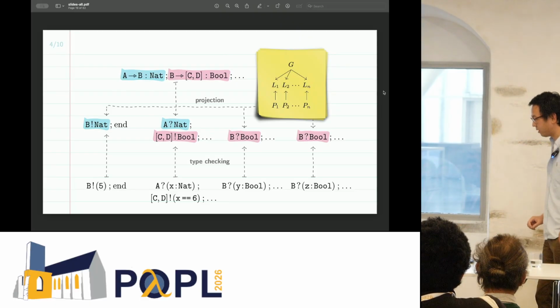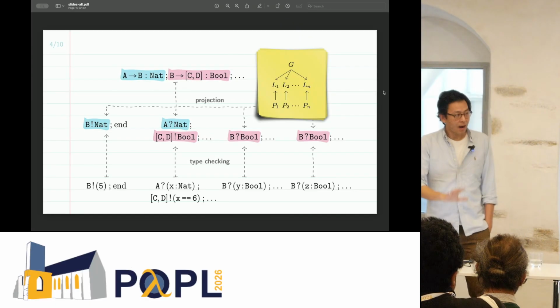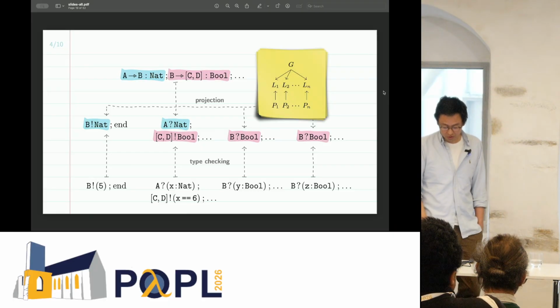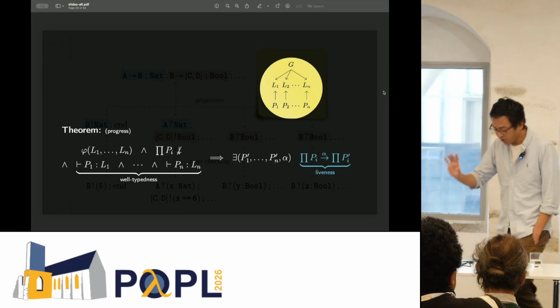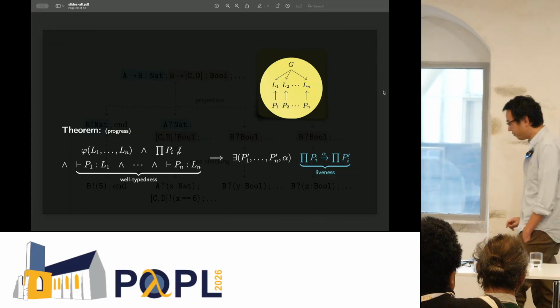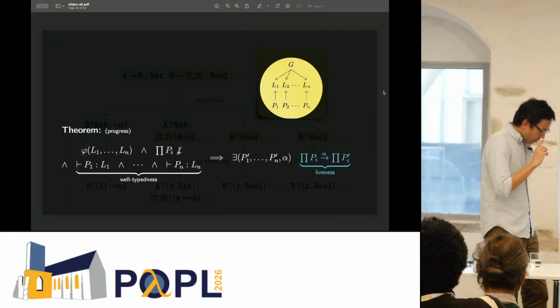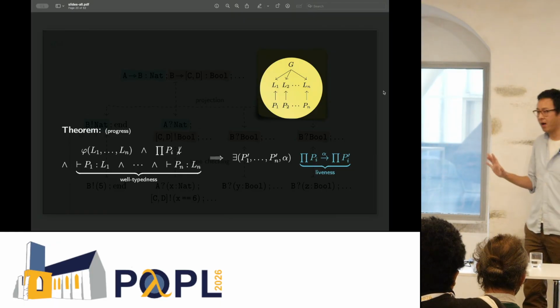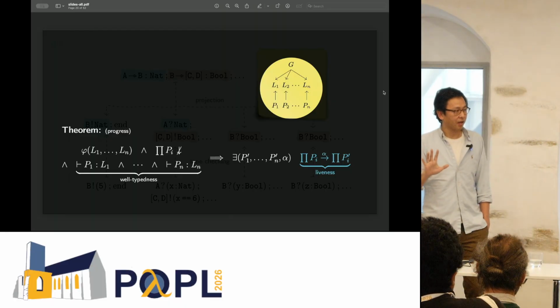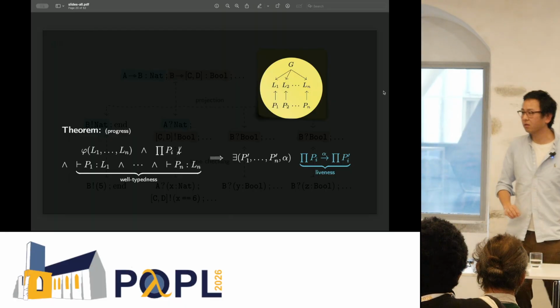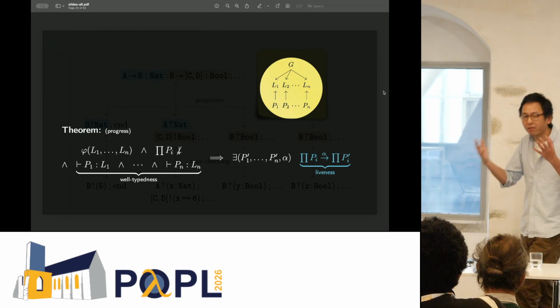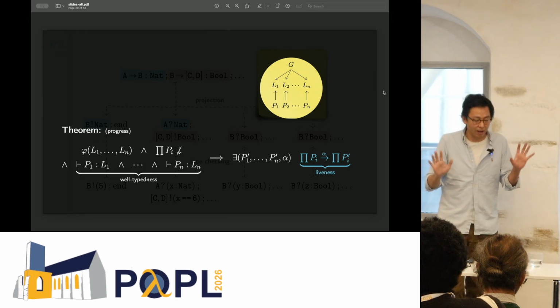Let me be more precise about what type soundness formally means. And I'll do that in terms of these classical notions of progress and preservation. So the progress theorem could be formulated something like this. Assume that we have some predicate phi on collections of local types. And it doesn't really matter at this point in the talk what exactly phi is, but it is apparently something that we need. So, okay, fine, we have it.